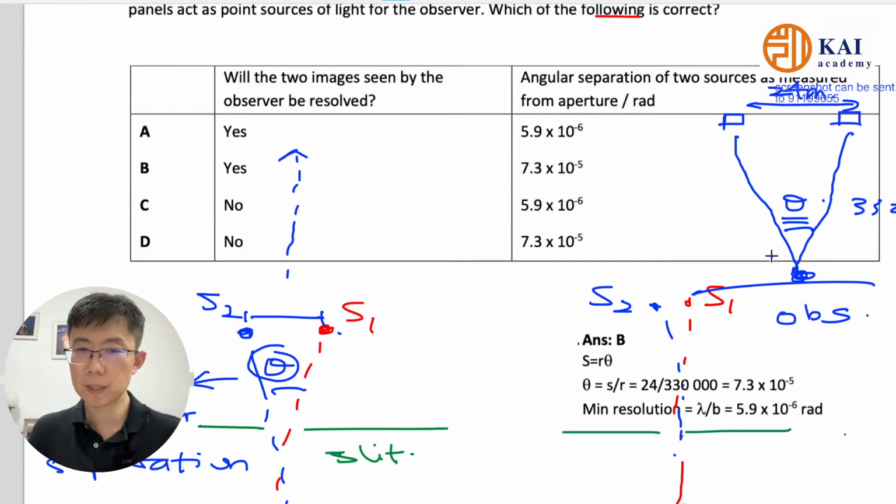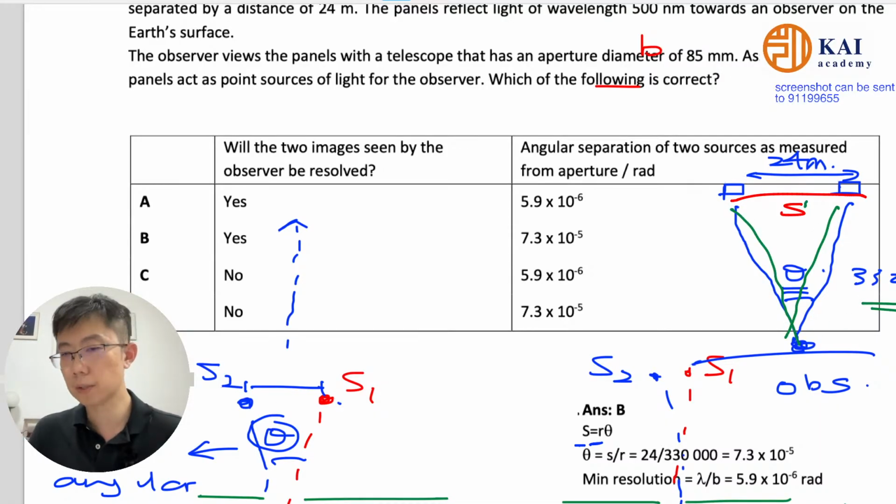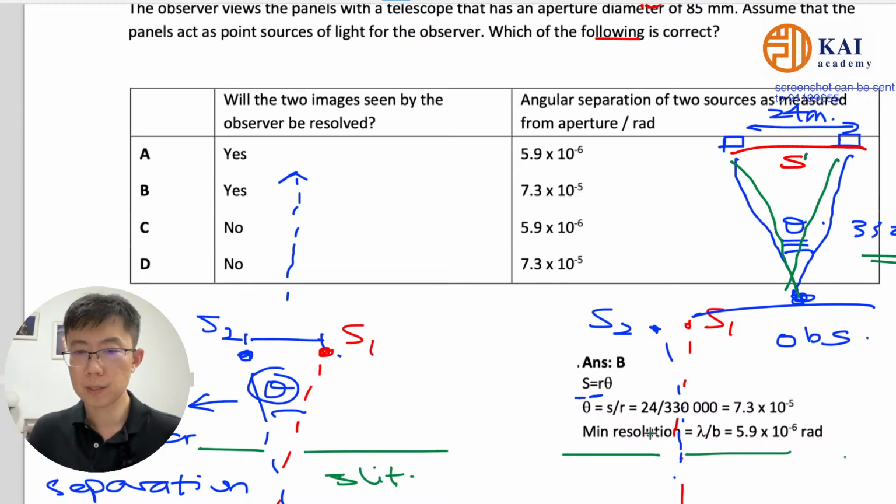So the fastest way to calculate your angular separation is simply taking the so-called arc length, divided by the so-called radius. In this question, the arc length is here, so this is s. The radius is actually this distance, which is approximately 330 km. So theta now is 24 divided by 330,000, and that gives you 7.3 times 10 to the minus 5 radian.